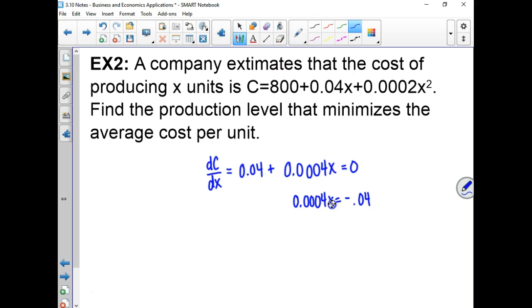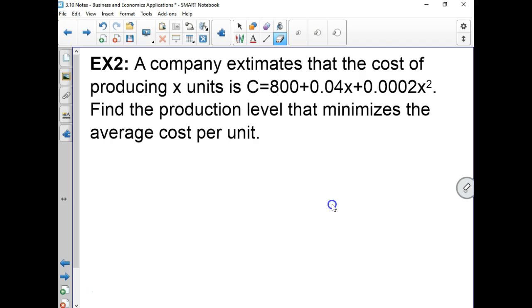I need to adjust what I've told you here. I've jumped into this way too quick. This was not working out because you're going to get a negative number for that. A company estimates that the cost of producing x units is this. Find the production level that minimizes the average cost per unit.